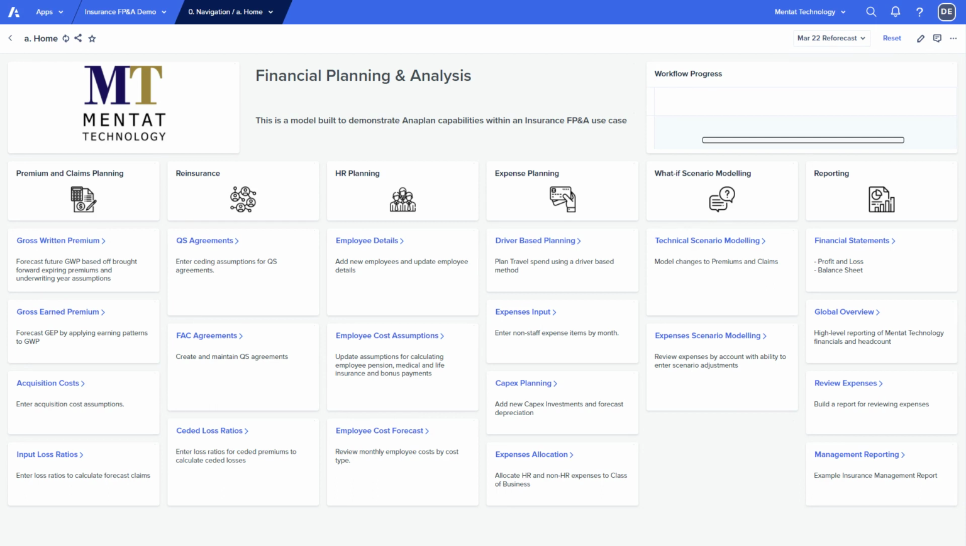This can involve planning at a policy level and wanting to apply assumptions at a higher level of aggregation, say at a subclass level, and then bring the results of both of these together to create a combined forecast of GWP. This can be very difficult to try and achieve in Excel, but Anaplan allows us to very easily work across these different levels of granularity, as we're going to see now.